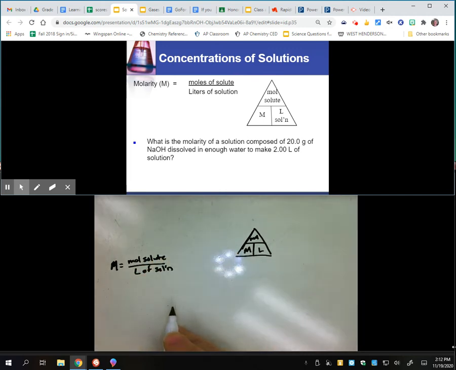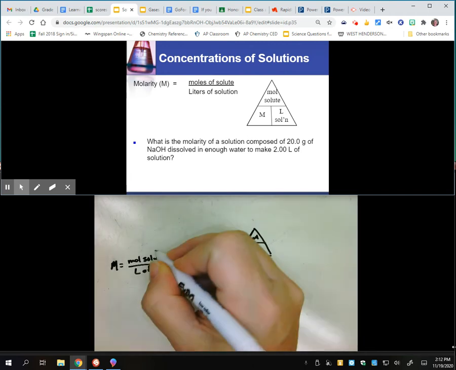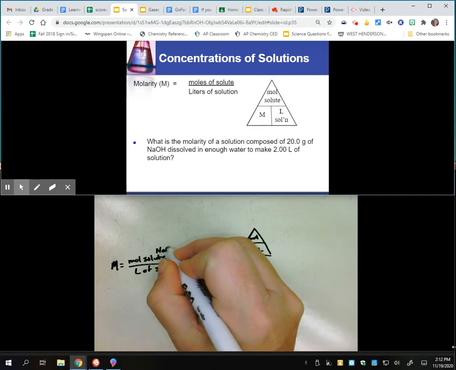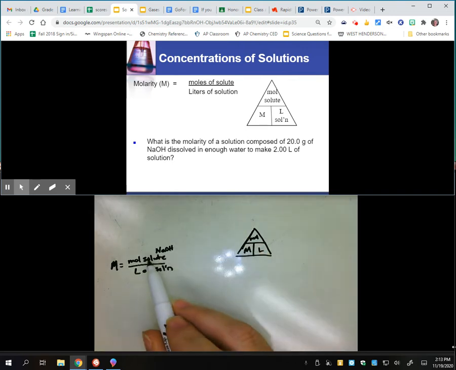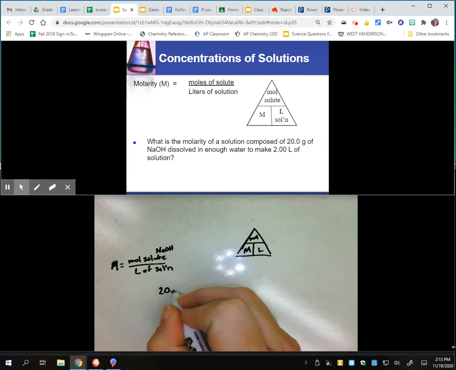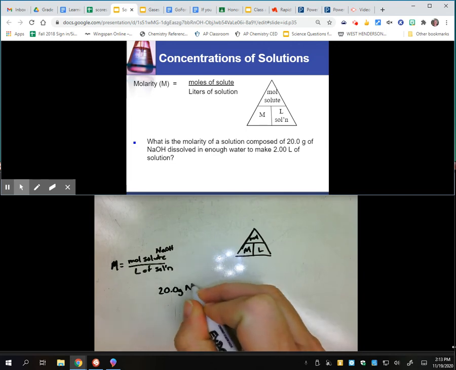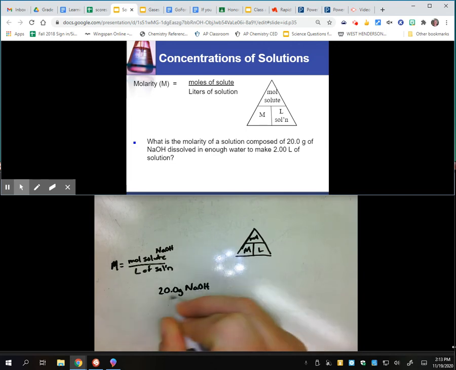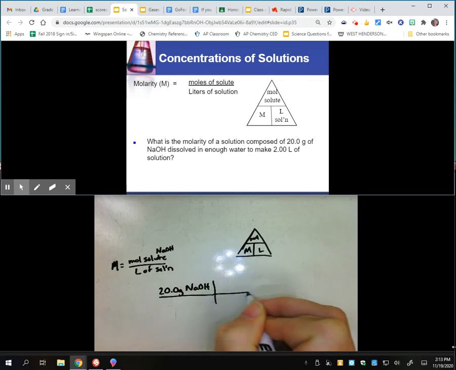All right, so now your solute is the substance that we are dissolving. And in this particular one, we are dissolving sodium hydroxide. So the amount of sodium hydroxide that I have here in this solution needs to be expressed in moles before I can plug it into this equation. Well, they're telling me that I put 20 grams of sodium hydroxide in, so that's how much solute I have.